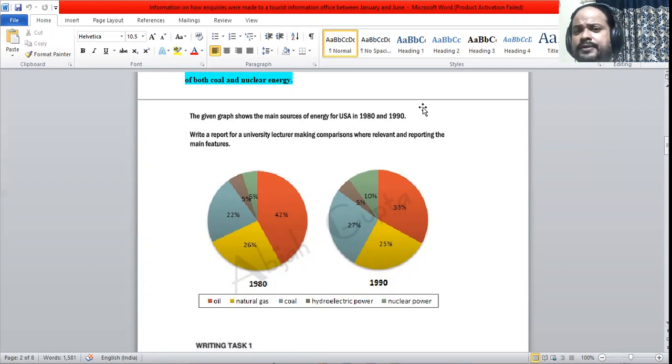So both the years are passed, 1980 and 1990. And we have comparisons. The same comparisons: oil, natural gas, coal, hydroelectric power, and nuclear power. The same things are compared here. In 1980, the same things are there, and in 1990, the same things are there.